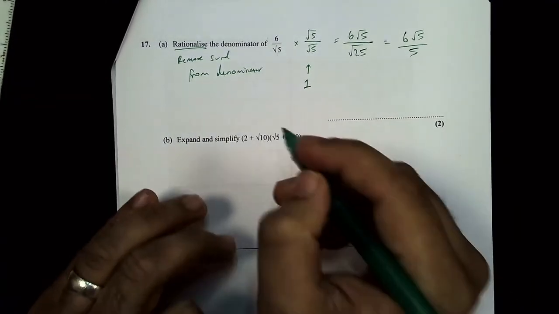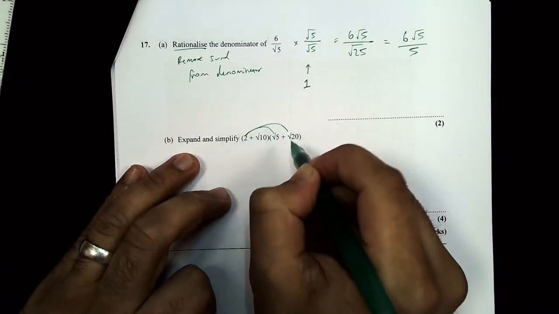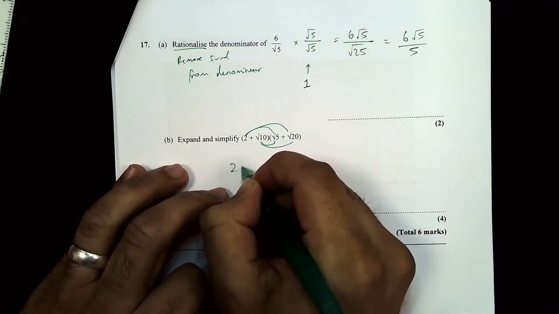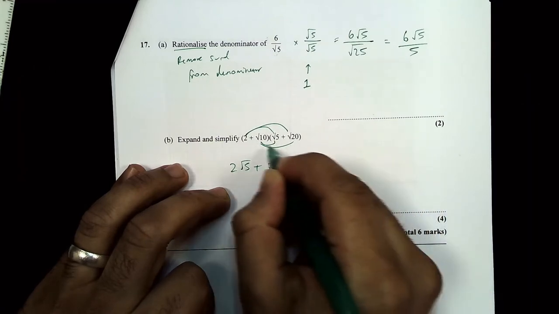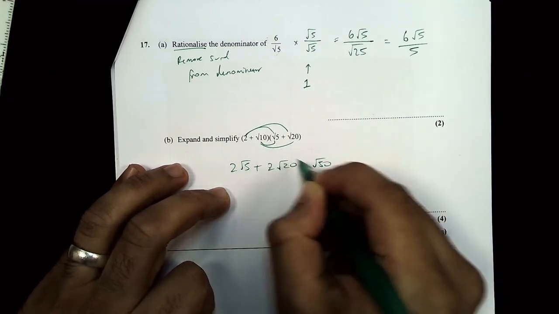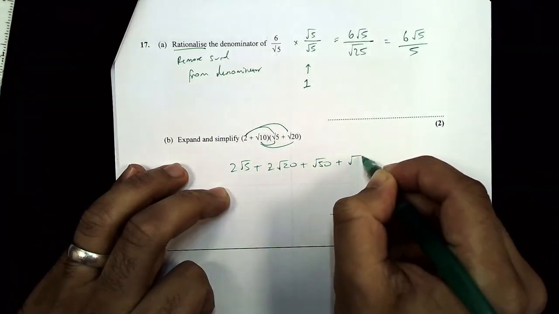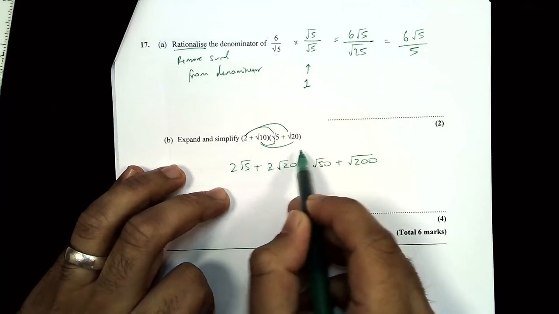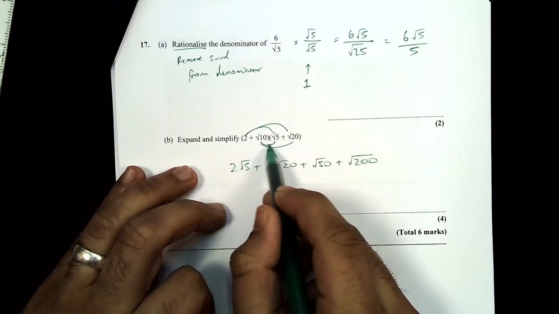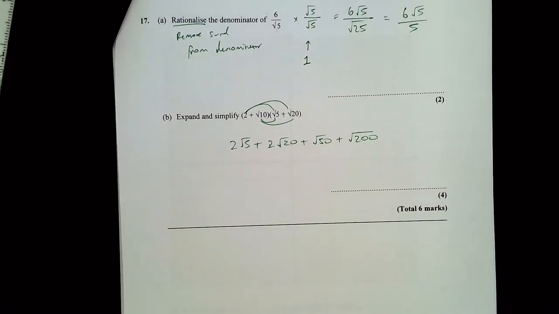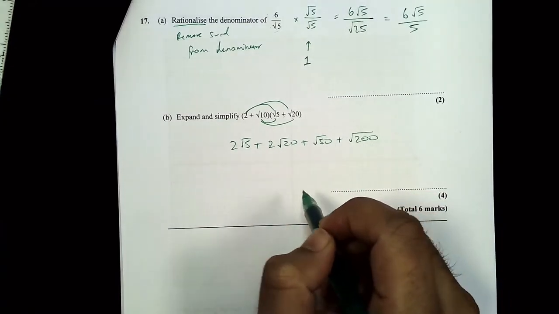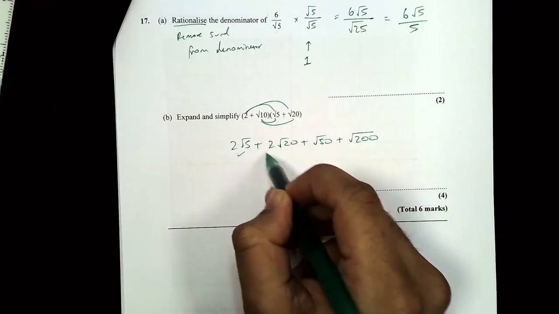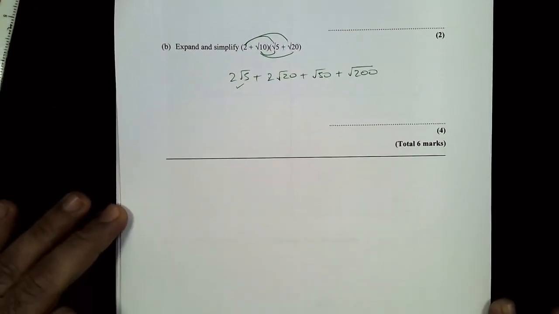Finally then, 17 part B, expand and simplify. So this is 2 root 5 plus 2 root 20 plus root 50 plus root 200. So I've just done FOIL, first, outside, inside, last. And now I'm going to collect some terms, except I can't collect any terms because at the moment these are all not simplified surds. So 2 root 5 is fine, but I can simplify 2 root 20. I'm going to do these one at a time, actually. That's probably the simplest way to do it.